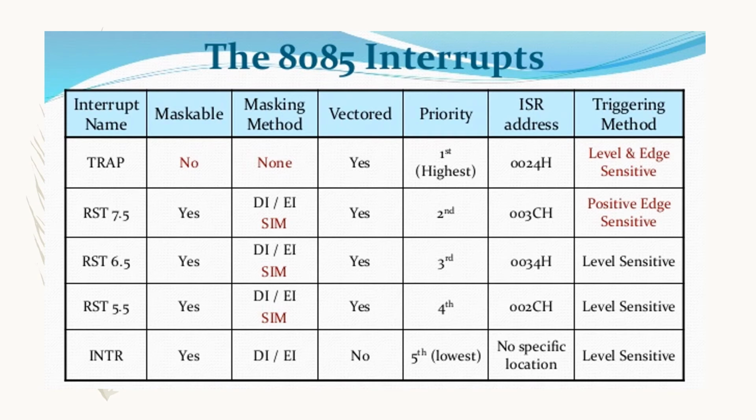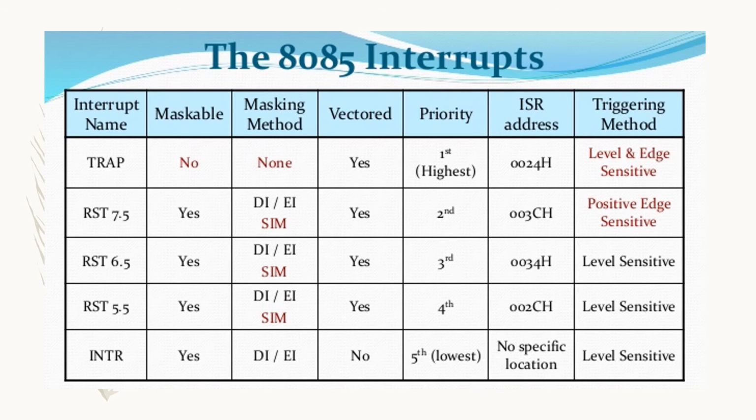Okay. Now vectored interrupt. We know all the interrupts except INTR are vectored interrupts. They have their own address. Priority we have already learned. And here the ISR address. What does ISR stand for? Interrupt service routine. As we know, each and every interrupt excluding INTR is vectored. So they have their own address and the triggering method.